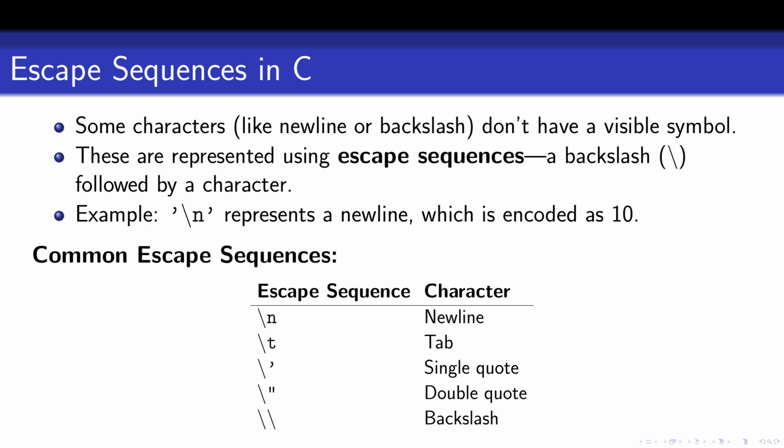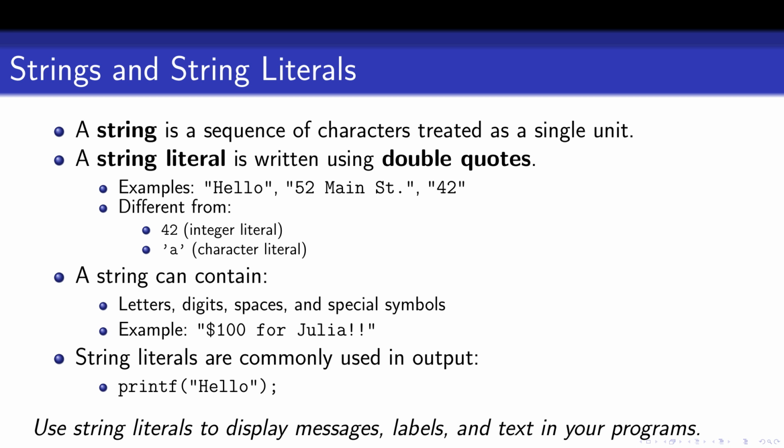Learning these escape sequences is essential for working with formatted text and avoiding syntax errors when special characters are involved. In C, a string is a sequence of characters stored as a character array. Unlike int or double, there's no built-in string type. You have to use an array of char. A string literal is written inside double quotes, like "hello" or "42". This is different from a character literal, which uses single quotes and can only hold one character.